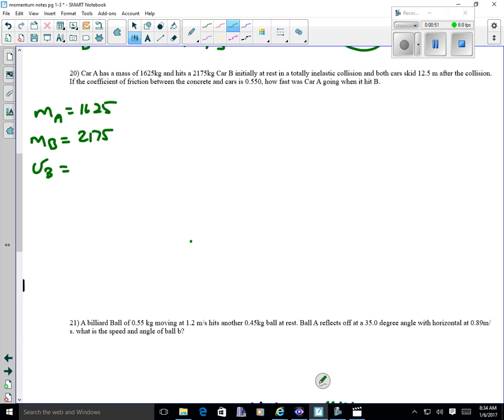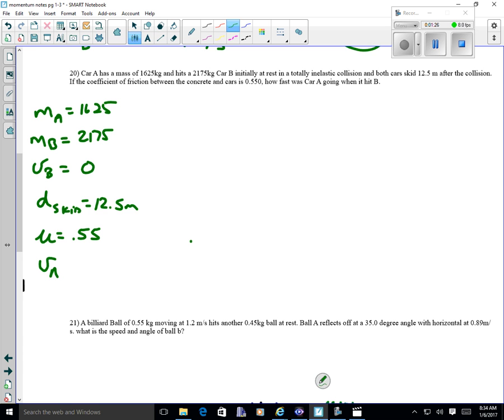It's a totally inelastic collision, so the momentum is conserved, and they both end up skidding off together. The distance of the skid mark ends up being 12.5 meters after the collision. The coefficient of friction between concrete and the rubber of the cars is 0.55. It's pretty slippery, actually. We want to know the velocity of car A before the collision.